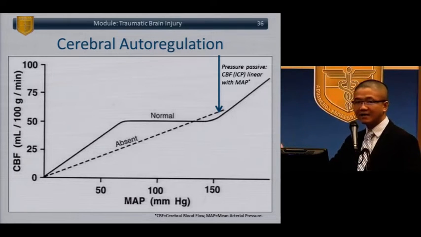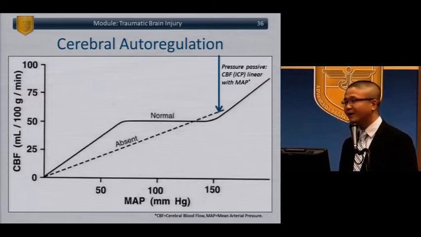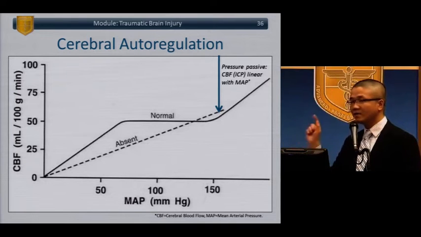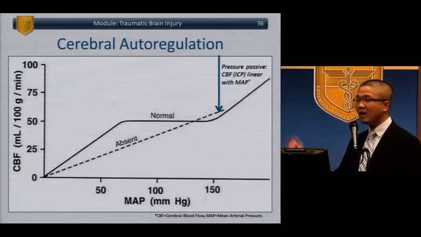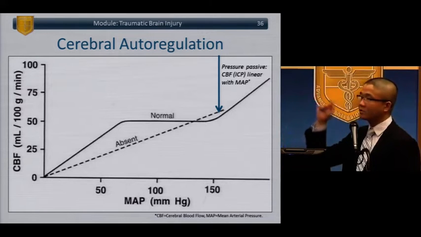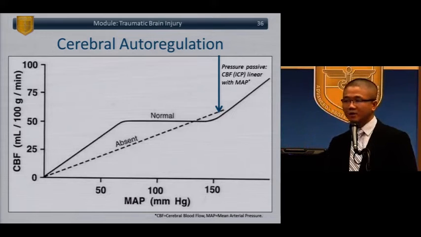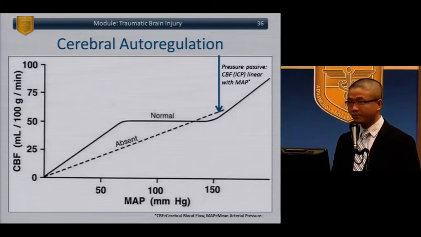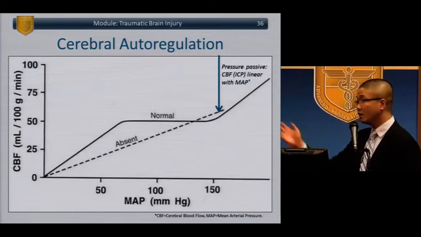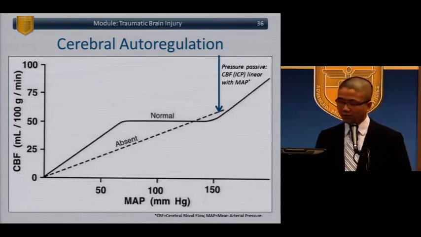Now look at that dotted line. That dotted line are patients with traumatic brain injury. They no longer have this autoregulation in place. And so every bit of increase in your MAP becomes a direct increase in your cerebral blood flow, which then translates to increased intracranial pressure. Okay, that's the danger of losing your cerebral autoregulation.